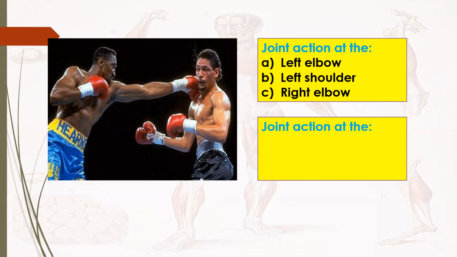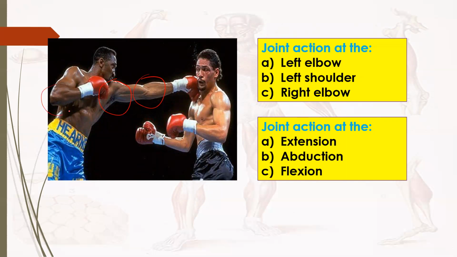So the joint action at the left elbow, that is extension, increase in angle at the joint. The left shoulder here is abduction. So abduction is movement away from the midline of the body. And then the right elbow is flexion, decrease in the angle at a joint. Make any corrections you need to do before moving on.